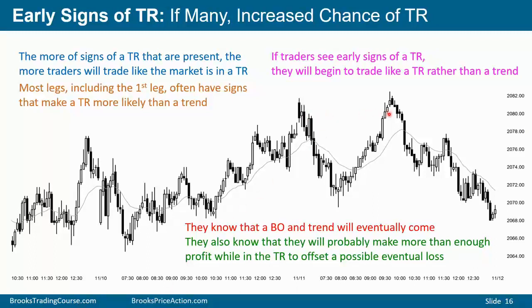Or if they sell at the top, eventually it'll break out into a bull trend. But they'll make enough money on all the prior trades to offset the final loss, if they even get the final loss. A lot of traders won't take that last trade because there'll be signs that the market might be evolving into a trend.